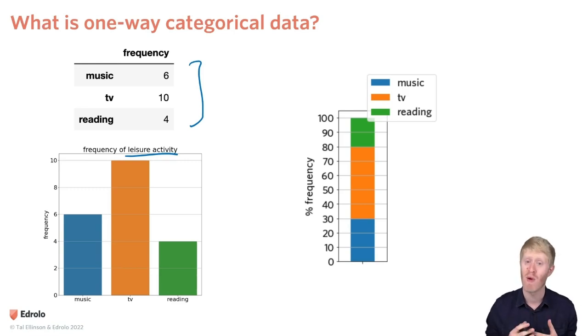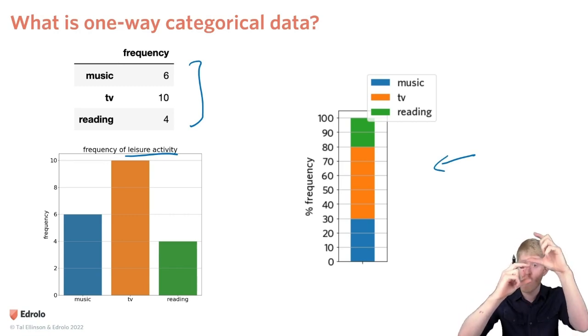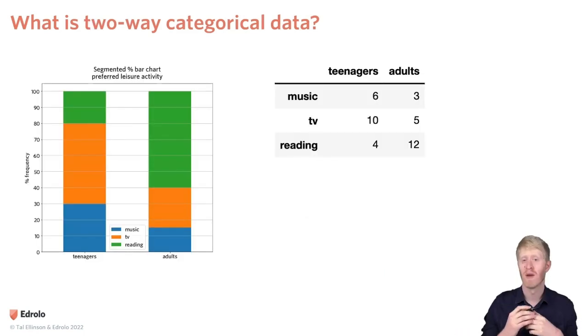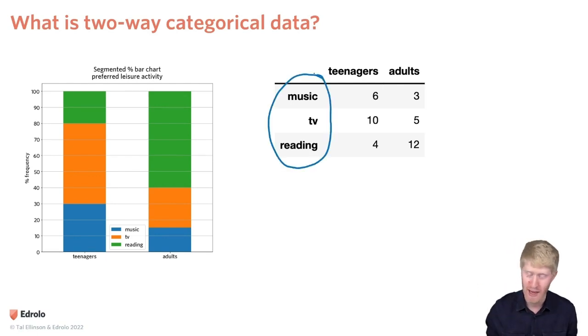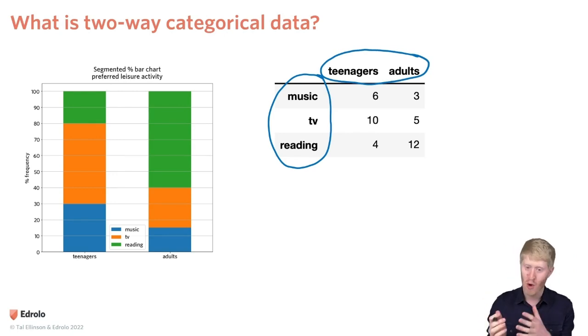And in Chapter 1, we represented that in two ways. With a bar chart where we put each value of the variable in separate bars, or with a segmented bar chart, where we put the values of the variables one on top of the other. When we look at two-way categorical data, we're adding in a second variable. So we still have our previous variable, which was leisure activity. It had three types. And we're now adding an extra variable, which is the age of the people who are taking part in these activities. In this case, teenagers or adults.